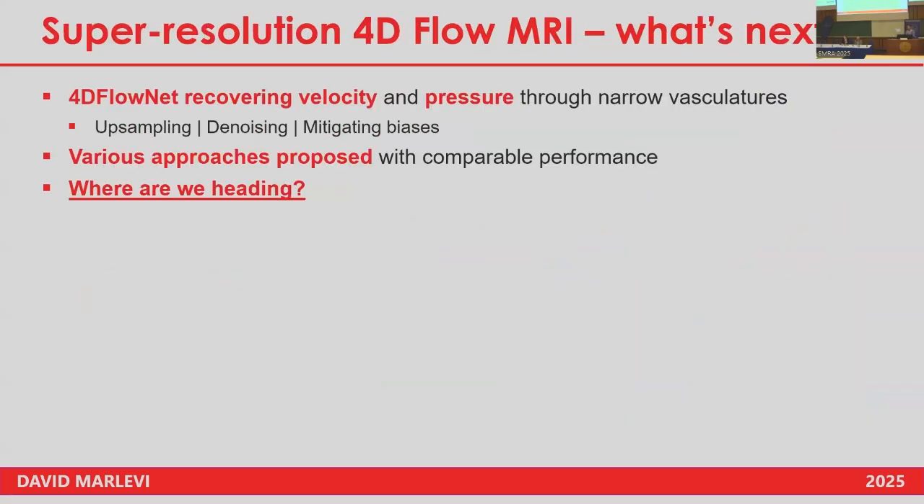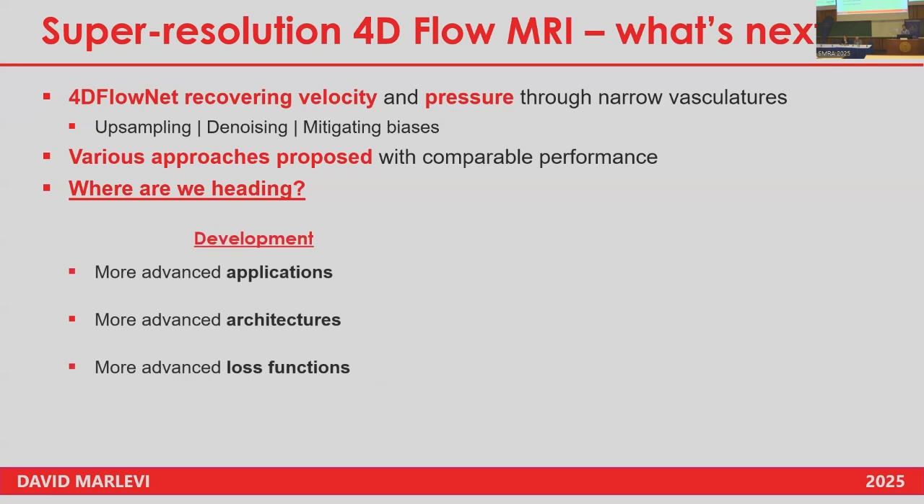So that's a fly through of what you would need for, let's say, a residual super resolution setup. In this particular instance, a network called 4DFlowNet recovers velocity and pressures fairly well. The key application space that we've been looking at is the brain, because there the vessels are small, narrow and tortuous. The question then is, where are we heading? A few final slides on that domain.